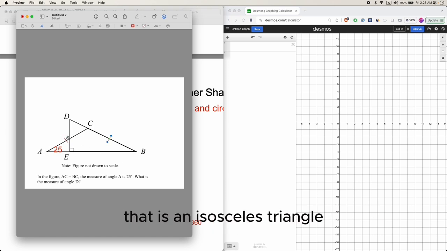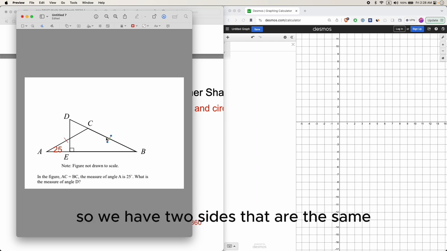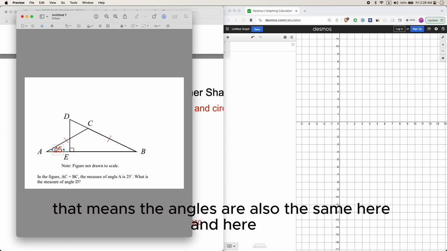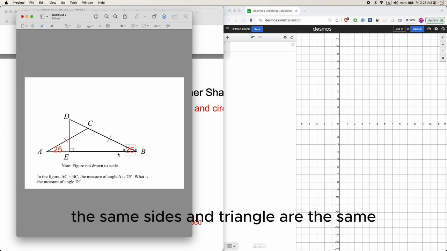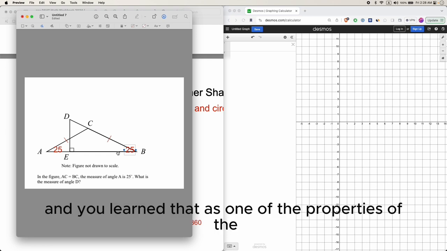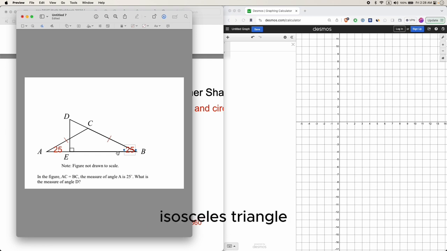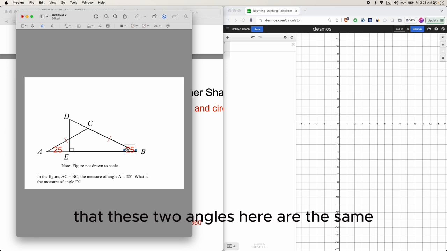When you're told that these two sides are the same, and you see a triangle here, that is an isosceles triangle because the two sides are identical. So when you have two sides that are the same, that means the angles are also the same here and here. The angles opposite the same sides in the triangle are the same. And you learn that as one of the properties of the isosceles triangle, that these two angles here are the same.